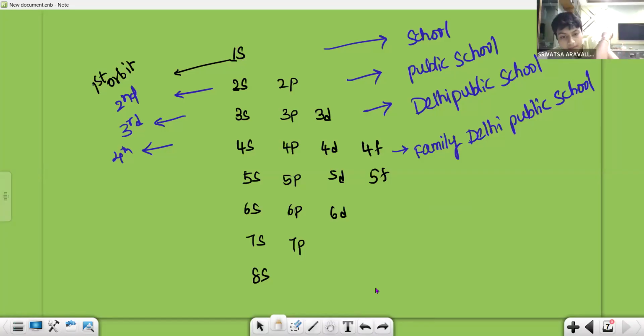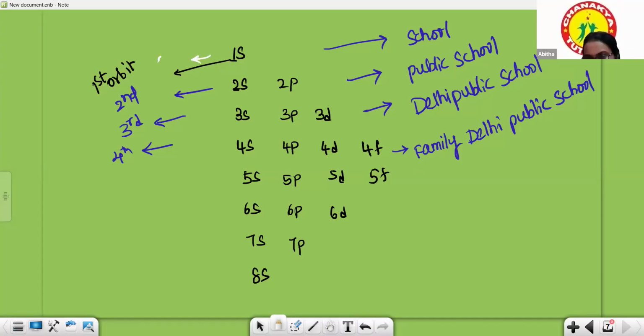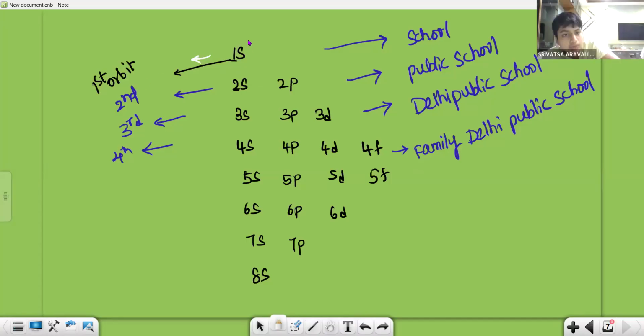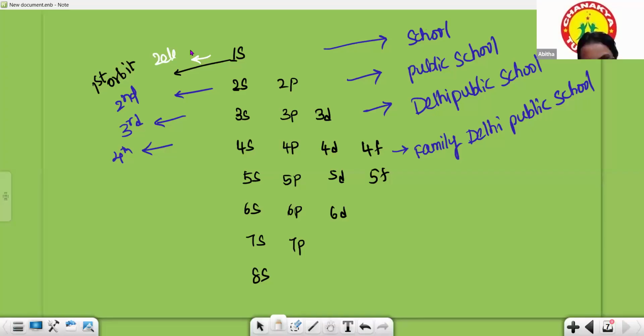Two electrons. One orbital will be equal to two electrons. No, Srivatsa, I'm asking you in the first orbit, how many electrons you can fill? This is our first orbit. Two. Very good. You can fill two electrons.